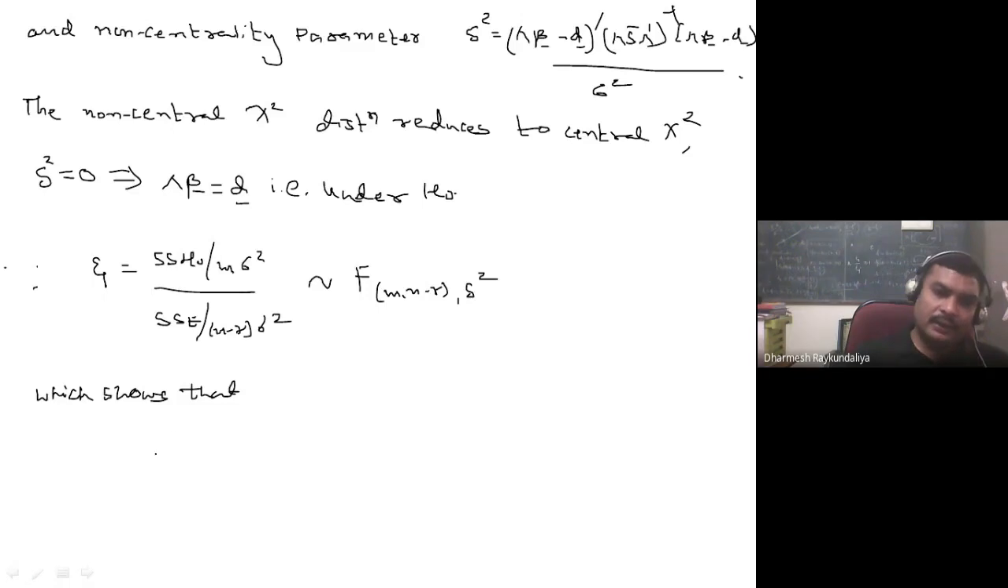We know that SSH0 upon sigma square and SSE upon sigma square are independently distributed. So it is a ratio of a non-central chi-square to a central chi-square, each divided by the corresponding degrees of freedom. We know that it has an F distribution, but because it is a ratio of non-central to central, it is a non-central F distribution, with m the degrees of freedom of the numerator, n minus r the degrees of freedom of the denominator, and delta square the non-centrality parameter.